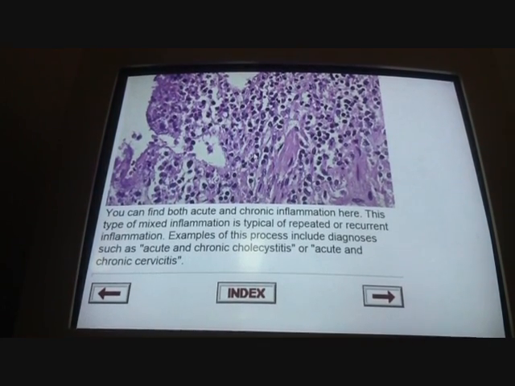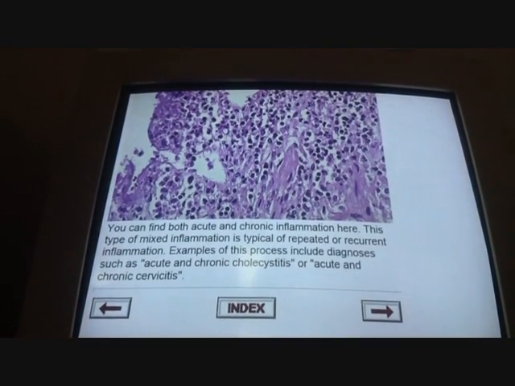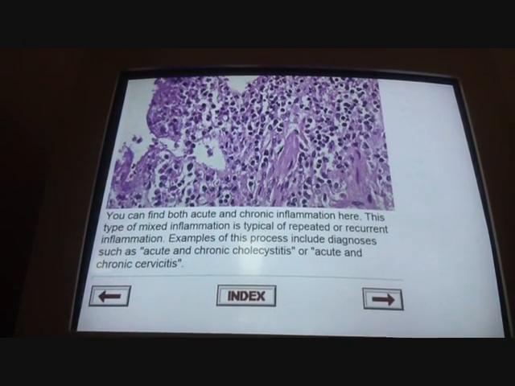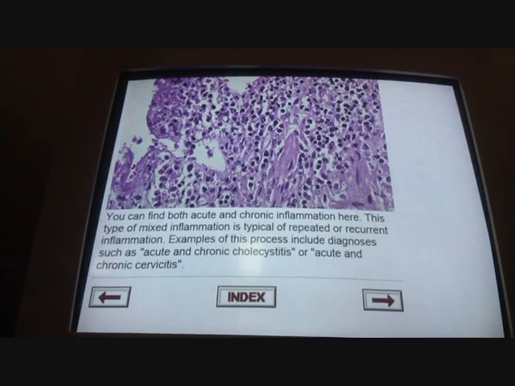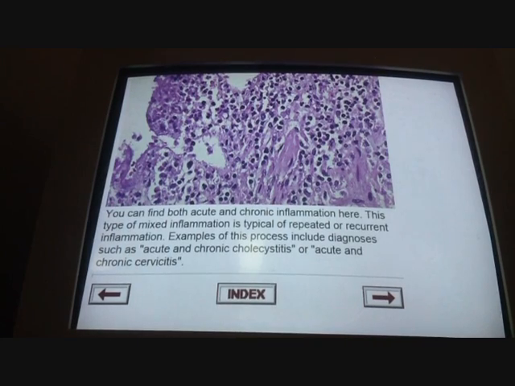You could find a mixed picture as well. You could find acute in association with chronic inflammation at the same time. So here we have those lymphocytes and plasma cells, the dark ones, and at the periphery, at the other end on the left, you can see those cells with fragmented nuclei and slightly more eosinophilic cytoplasm. Those are the neutrophils, a component of the acute inflammatory process.